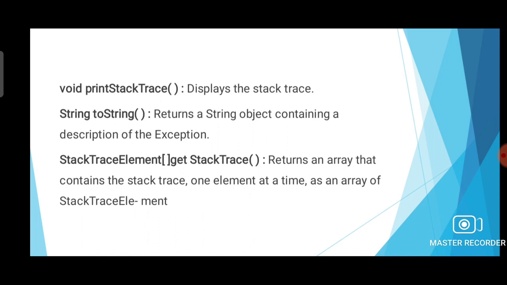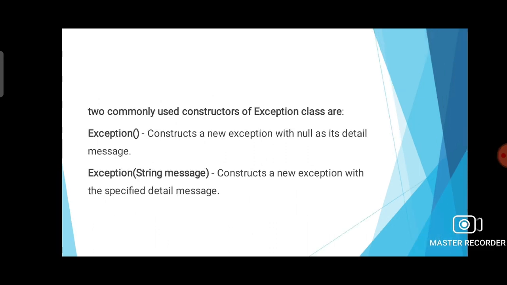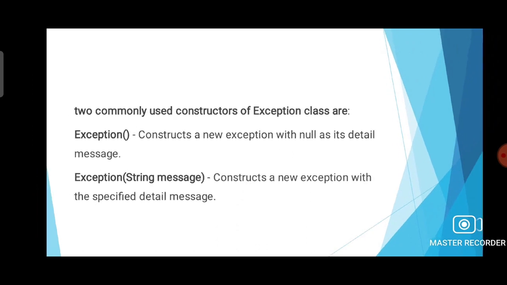StackTraceElement getStackTrace: it will return an array that contains the stack trace, one element at a time, as an array of StackTraceElement. Then the Exception class has two constructors. The first one is the empty constructor, which will construct the new exception with null as its detailed message. That is, this is the constructor without any message. The second constructor has the message as the parameter, which will construct the new exception with the message, that is, with the specific detail about the exception.